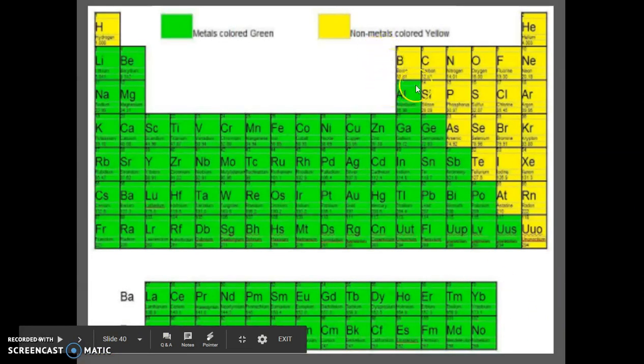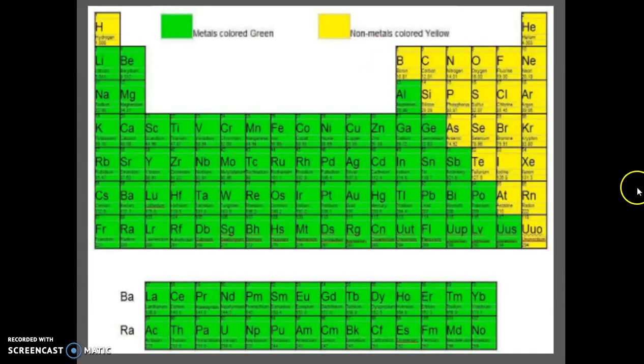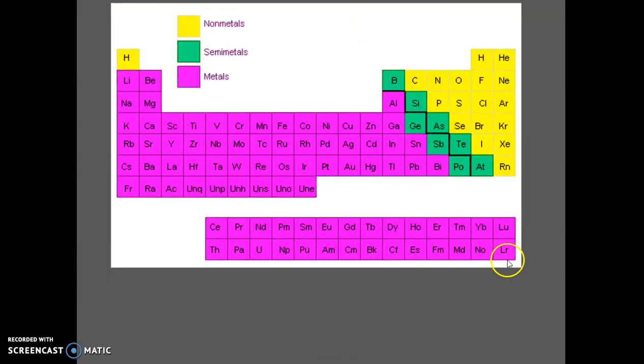So here, again, is the dividing chart, or the dividing line. We'll draw this on your periodic table. Everything in green is considered a metal. Everything in yellow is a nonmetal. This one isn't showing the metalloids, but they would be the things that are right along the dividing line. This one does show you the metalloids. Metals, nonmetals, metalloids.